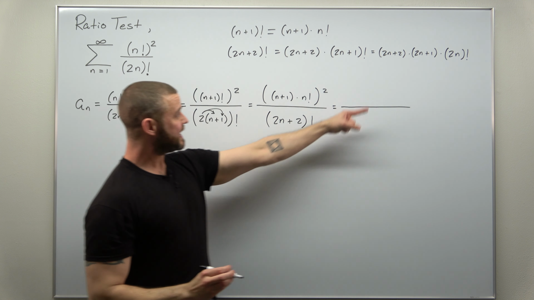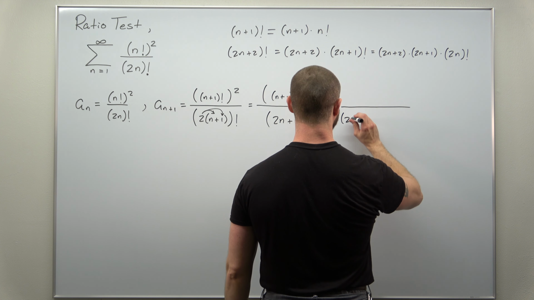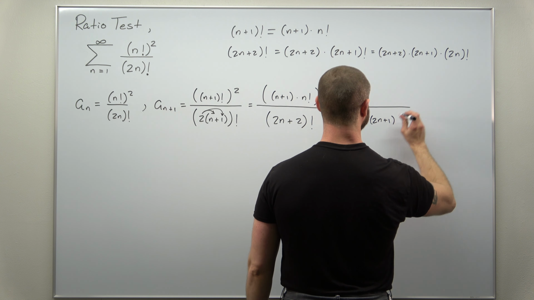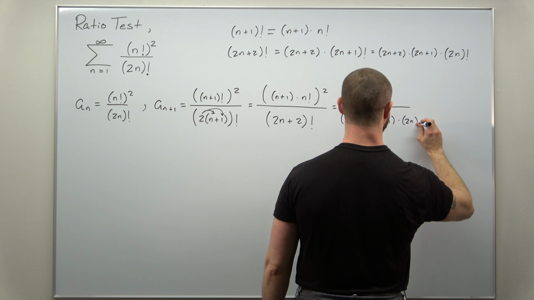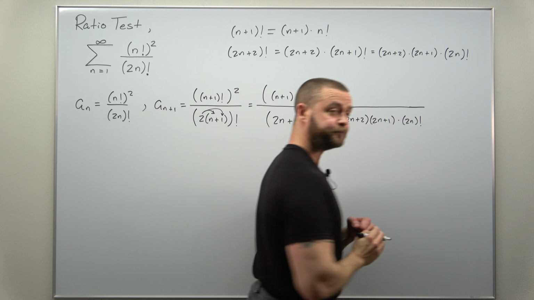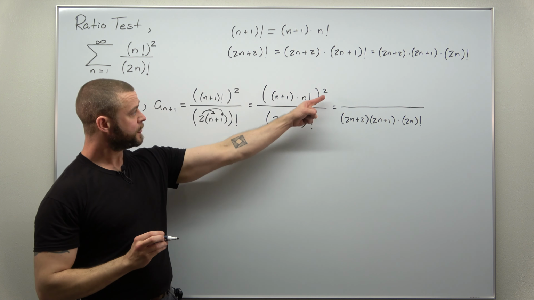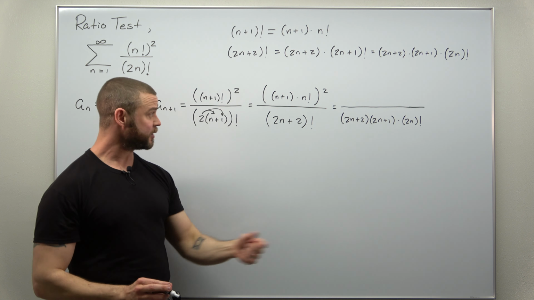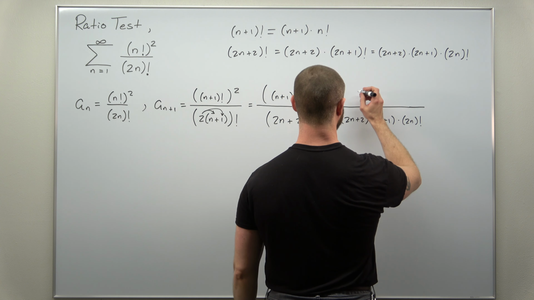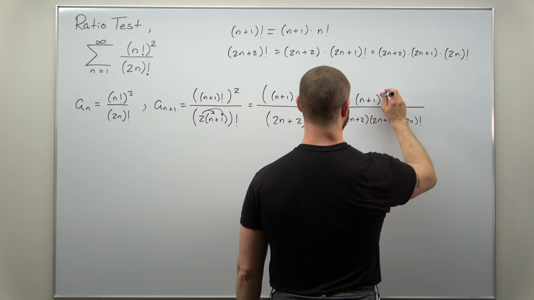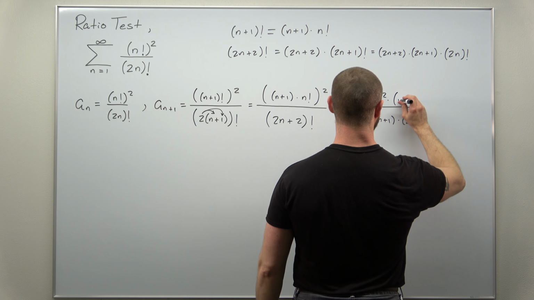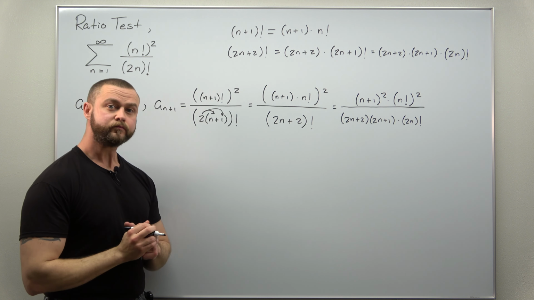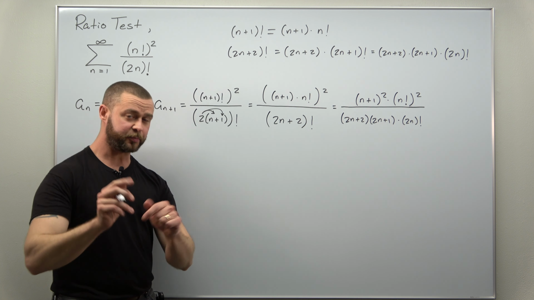In our denominator here, we're going to write that denominator as 2n plus 2 times 2n plus 1 times 2n factorial. And in the numerator, I'm just going to take that outer power and square each quantity inside the parentheses to get n plus 1 squared, and then times now n factorial squared. That is most of the work for this problem.